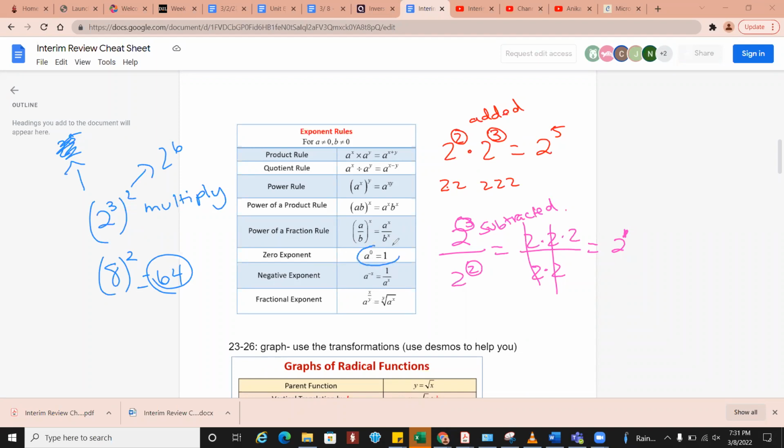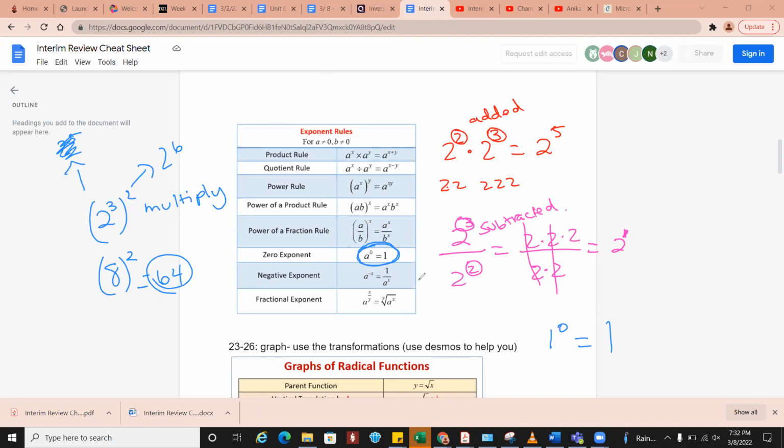This one though, you do need to have memorized, the 0 exponent rule. If you ever forget, just plug a number into your calculator. Anything raised to the 0 power is going to equal 1.